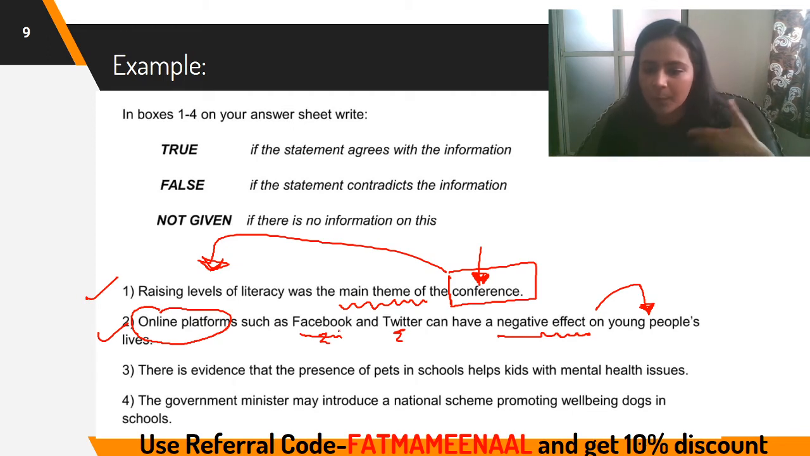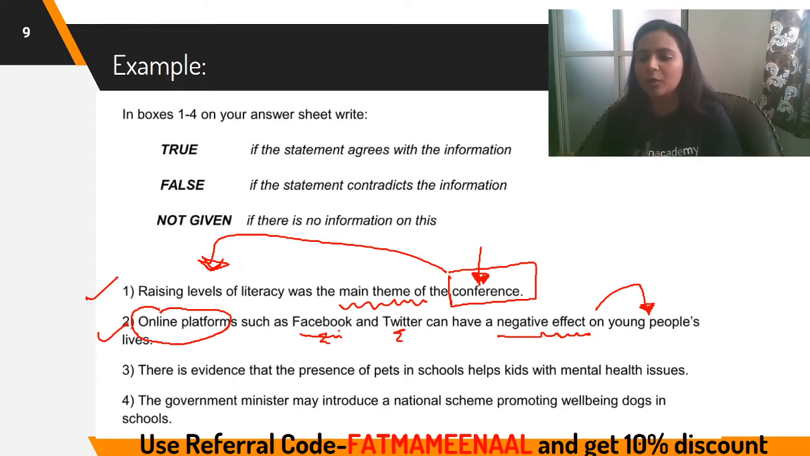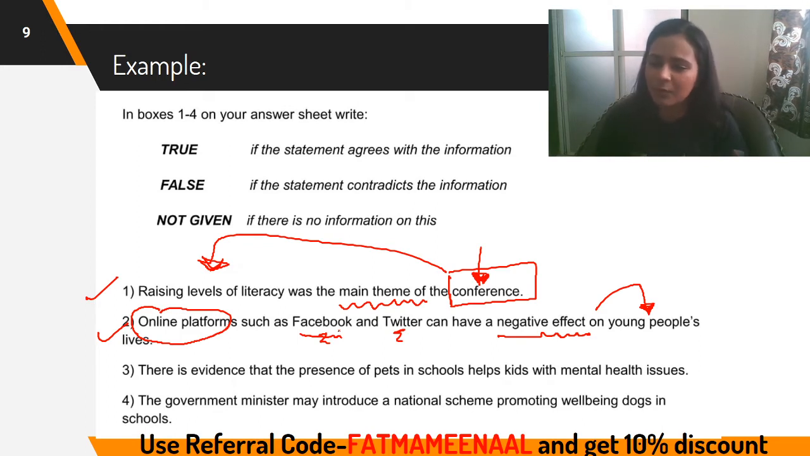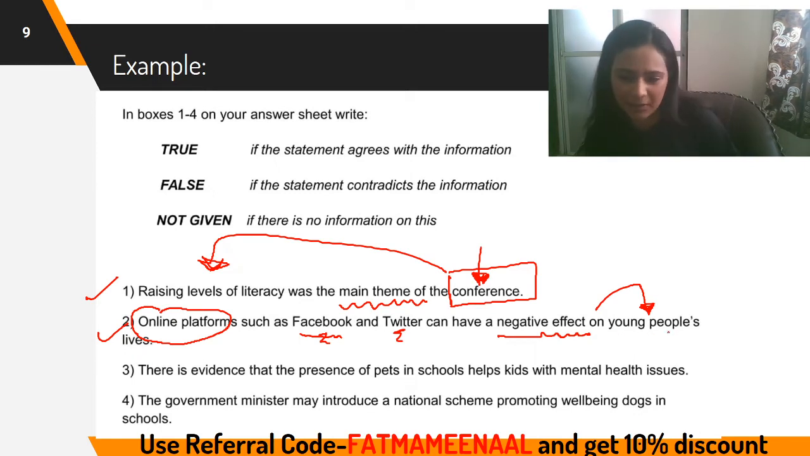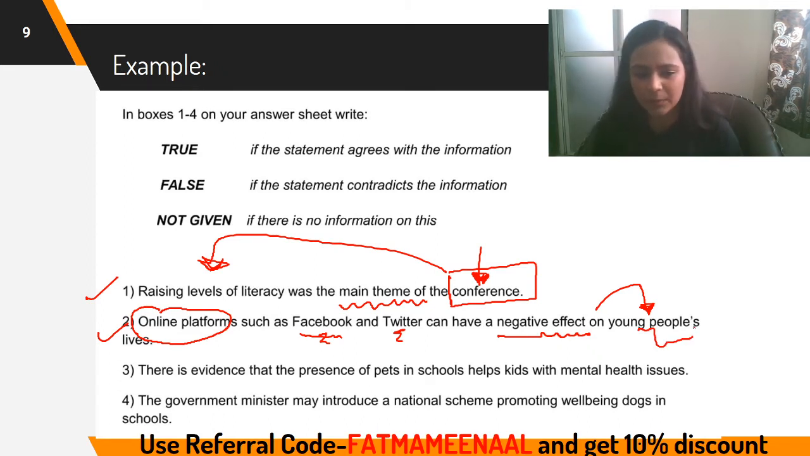Facebook, Twitter, and many other things, if you put them together, you can be guessing them or saying them in quite different ways, right? Something related to media, isn't it? Similarly, young people can be put up differently. So I'll be careful about Facebook, Twitter, young people, because I know they can be mentioned differently.